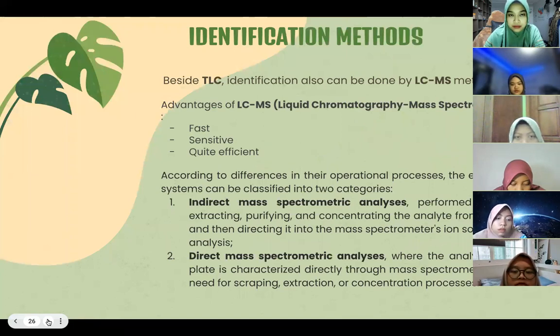The last process is identification. There are two methods that can be done. The first one is LC and the second one is LCMS or liquid chromatography mass spectrometry. There are three advantages of LCMS. It's fast, sensitive, and quite efficient. There are two types of LCMS.